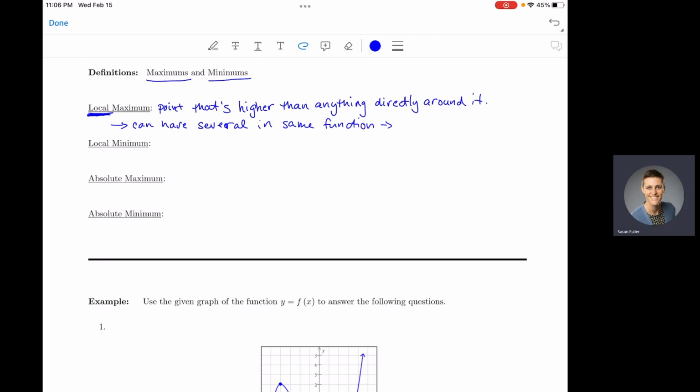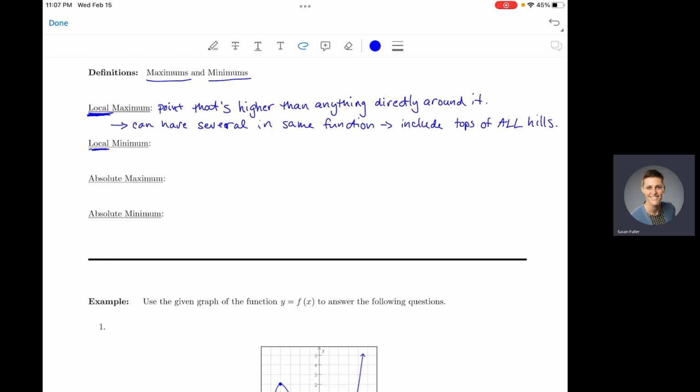And you're going to include the tops of all hills. So any point that's higher than the stuff directly around it is going to be at the top of a hill. So any point that's at the top of any hill, you're going to include as a local maximum. You can have lots of these.